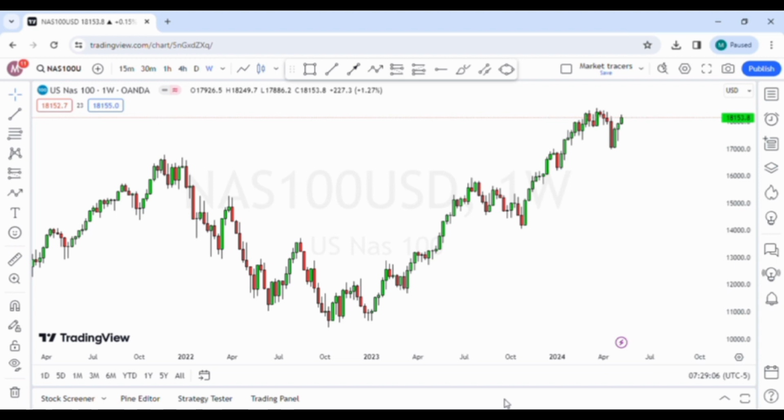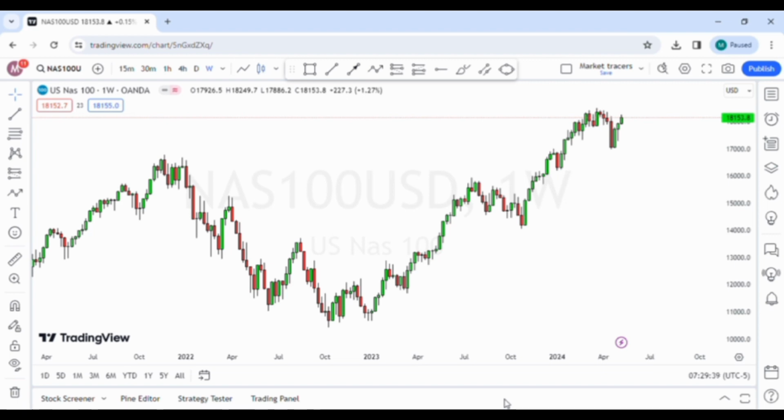So for our video today, it will be a bit longer because I'll be analyzing both NAS100 and SPX 500, guys. And some might ask themselves, why am I analyzing NAS100 with SPX 500? If you take a look at these indices, you will see that they both move with the same movement, guys. So without wasting any time, let's jump into the chart.